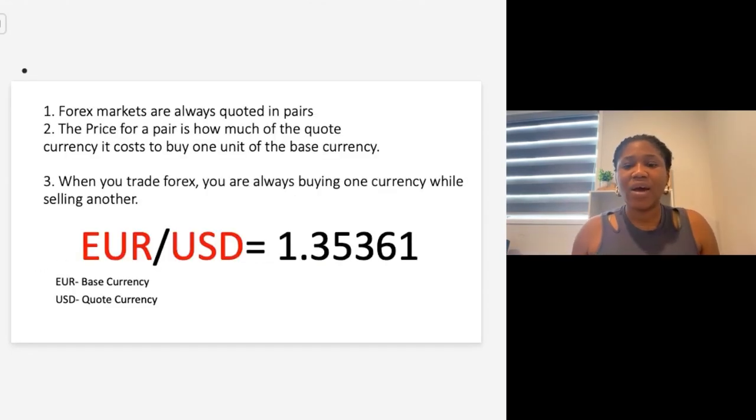So Forex markets are always quoted in pairs. The price for a pair is how much of the quote currency it costs to buy 1 unit of the pair. So when you trade Forex, you're always buying one currency while you're selling the other. For example, if you are trading euro versus USD and it is 1.35361, just have it in mind that your base currency is the euro and the quote currency is the USD. And that is applicable for every currency. The first one is the base, while the other one is the quote.